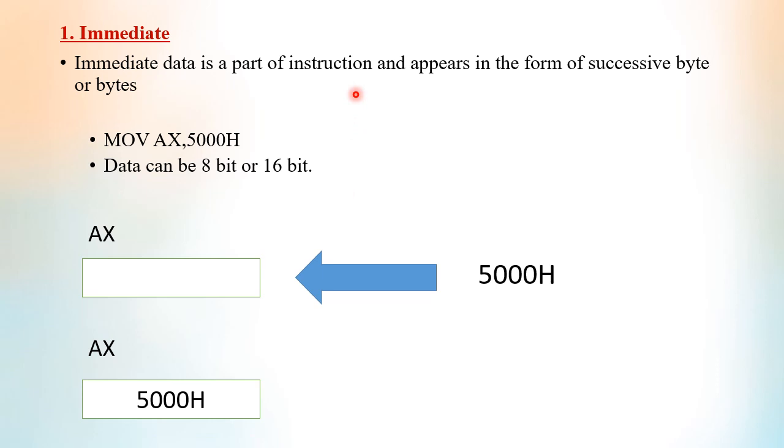First one is immediate addressing mode. Immediate data is a part of instruction and appears in the form of successive byte or bytes. Let us see this example. MOV AX, 5000H. In this example, the value itself is given as the operand. The value 5000H will be copied to the register AX. That is what is happening in the immediate addressing mode. Here, this is the AX register and the value 5000H is given directly, so this value will be copied to the register AX.